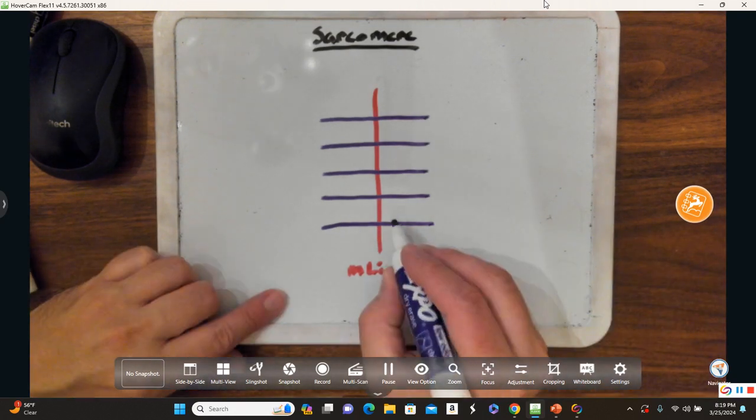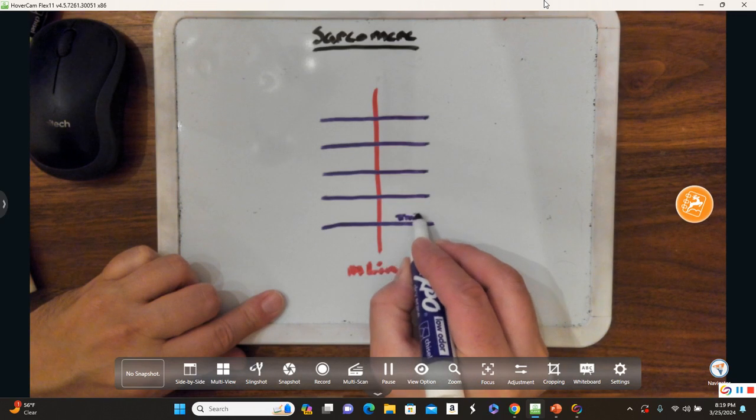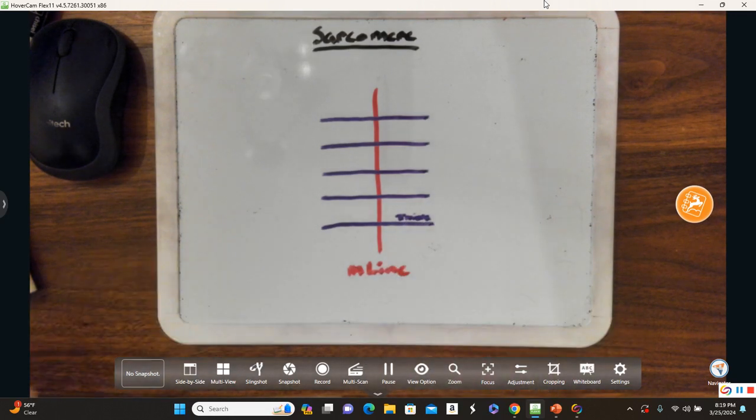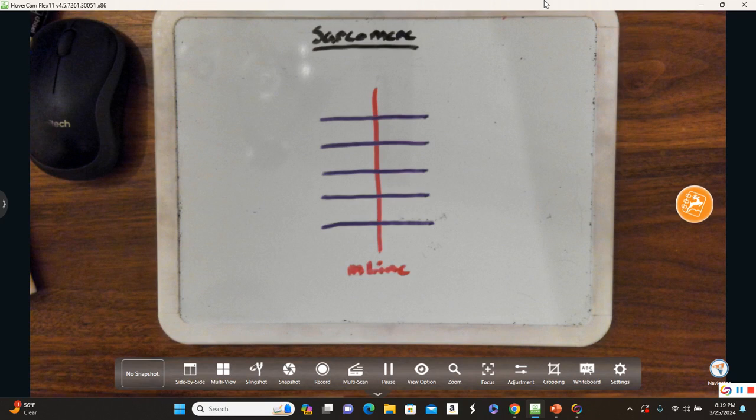Now we're going to draw these. What I want you to do is write thick. That says thick. If you can't read it, sorry, I don't have fine tip markers. I only have these. Let's see if I can write thick a little bit better here.